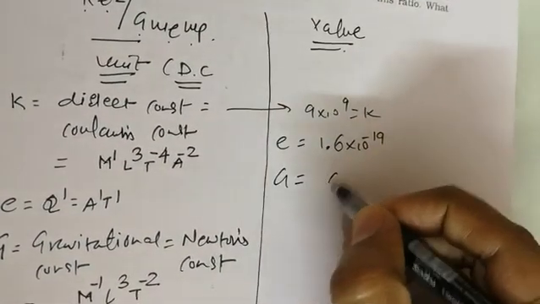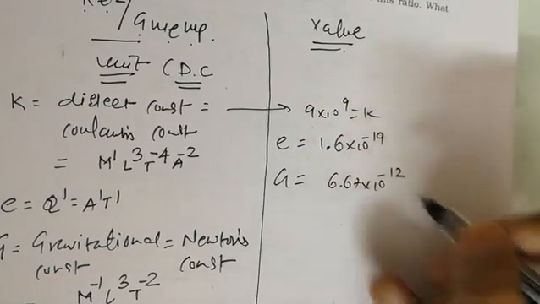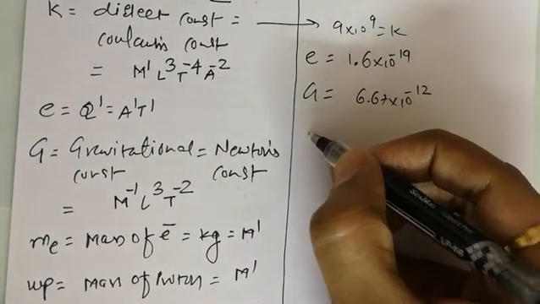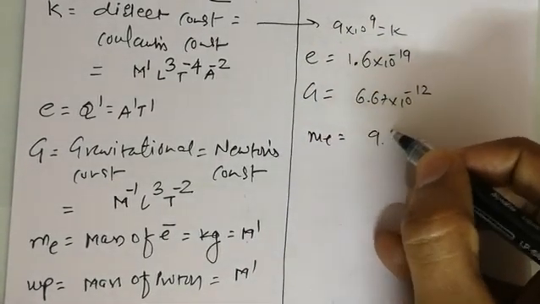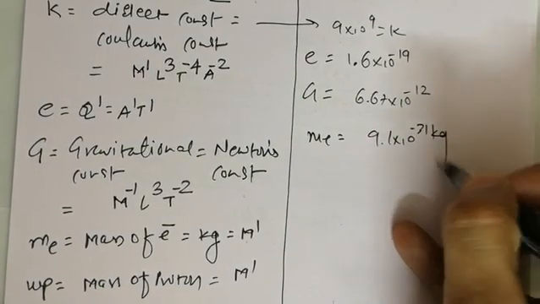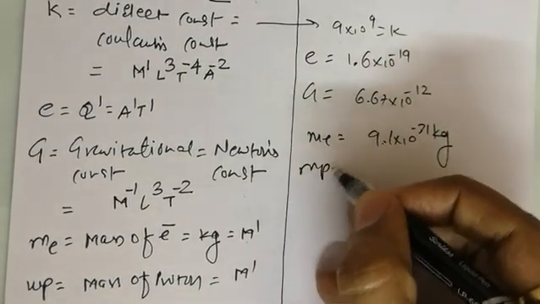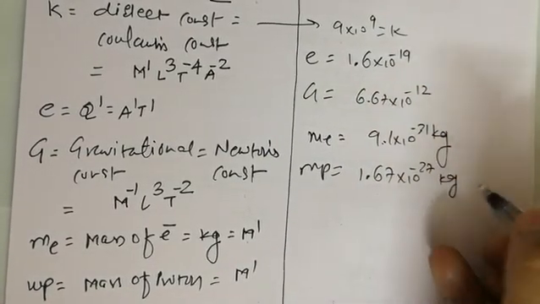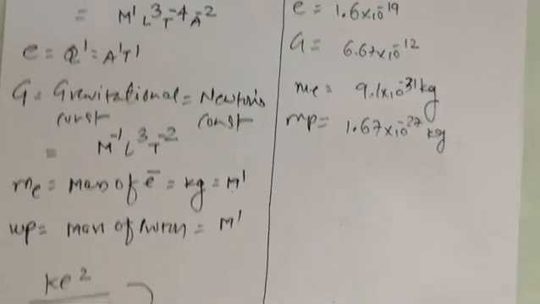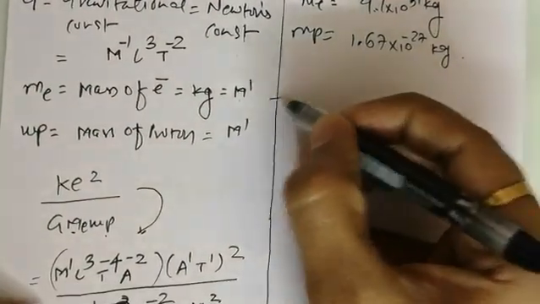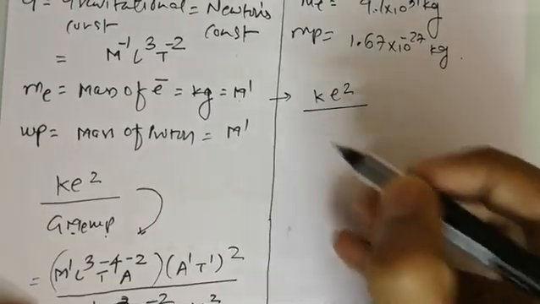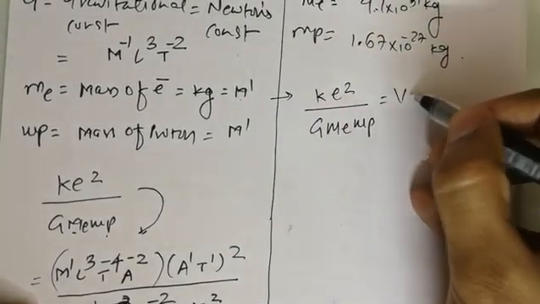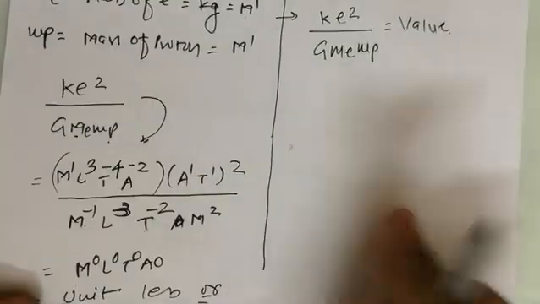Capital G is 6.67 × 10^-12, and again all those units are in terms of MKS. Mass of an electron is 9.1 × 10^-31 kilogram, and mass of a proton is 1.67 × 10^-27 kilograms. Now putting all those things in the formula beside, K e squared over capital G, mass of electron and mass of proton, it's a value we are finding out.